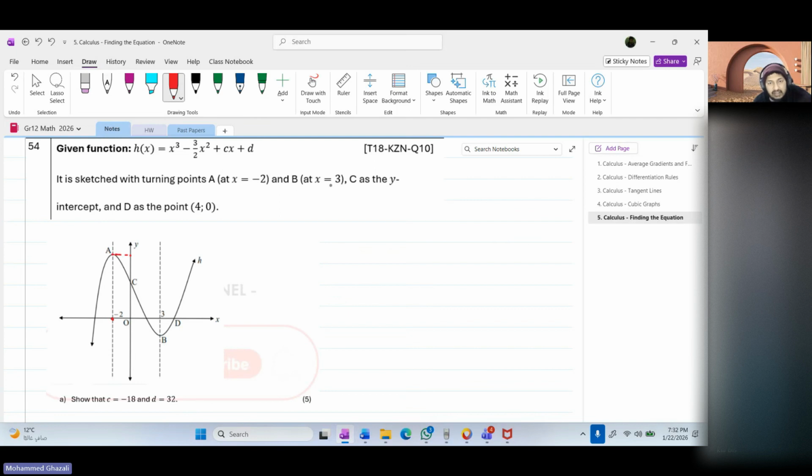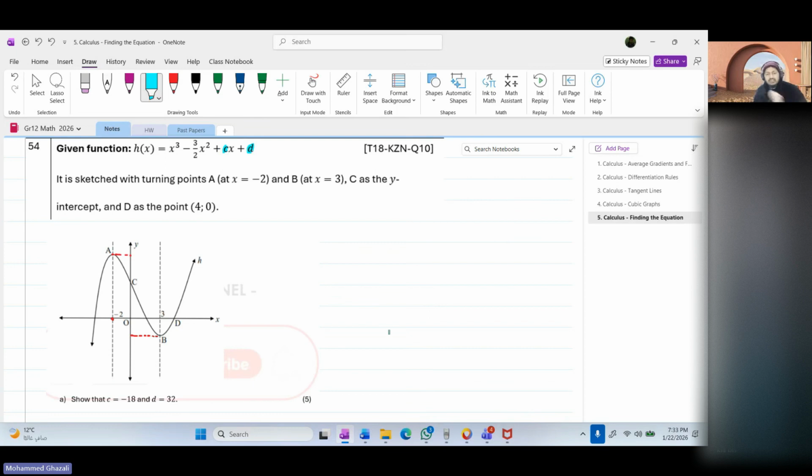And there's a turning point at b, which is at 3. And we also don't know what the y value is. But the thing is that they told us what the turning points are. And d is at (0, 40). Show that c is equal to negative 18 and d is equal to 32. So what are c and d? C and d are these values here.